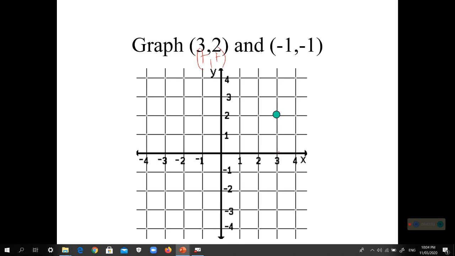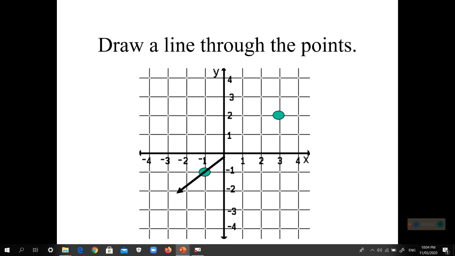Okay. Next, we have (-1, -1). In what quadrant are you going to plot this? Yes, in the third quadrant, you're correct. So on this part, we have here x is -1 and y is -1. Their point of intersection is this one. So you are going to draw a line through the points so that we can find the slope later. Okay?